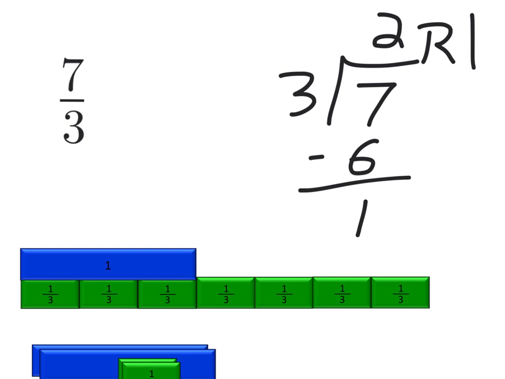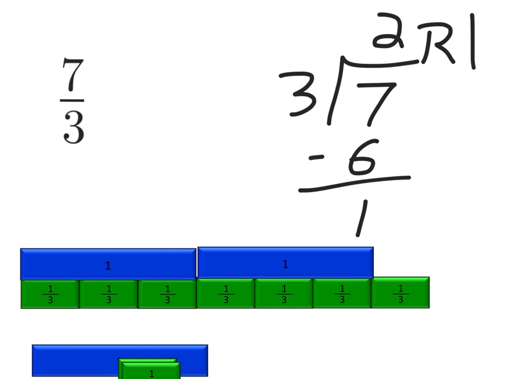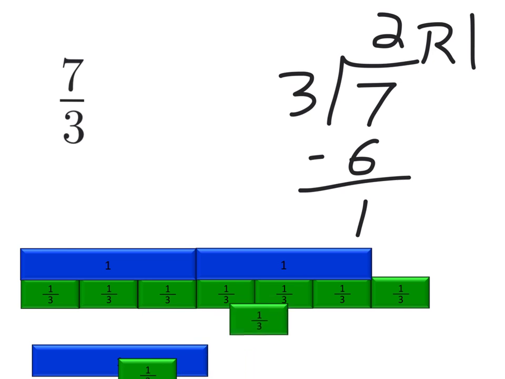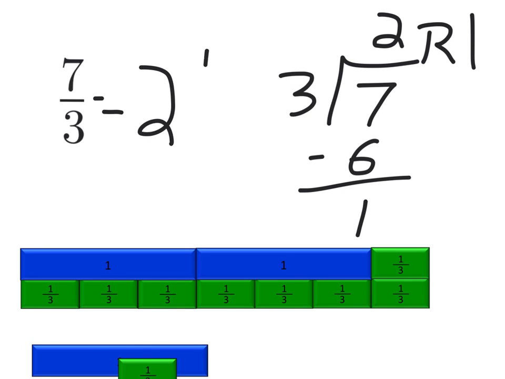So once again, visually, we see that we get 2 wholes, 1, 2, and we've got 1 left over. What we have left over is actually 1 green block. And so 2 1/3 is the same as 7/3.